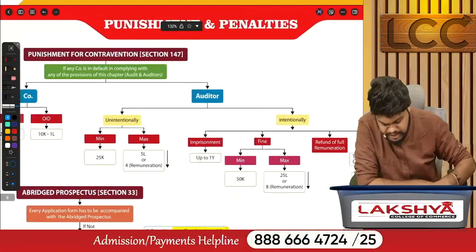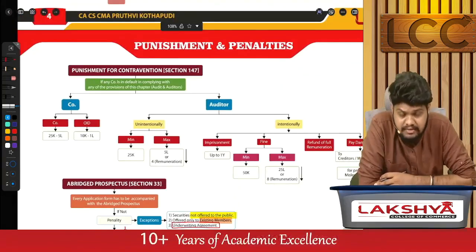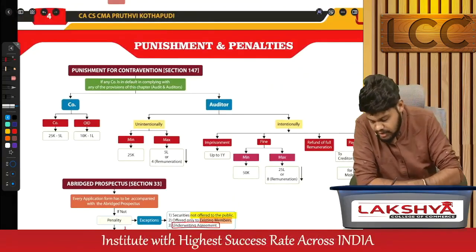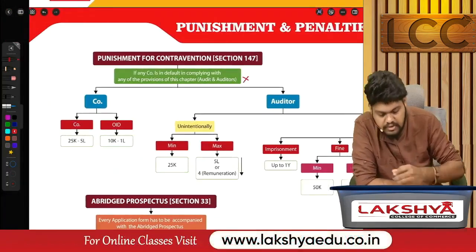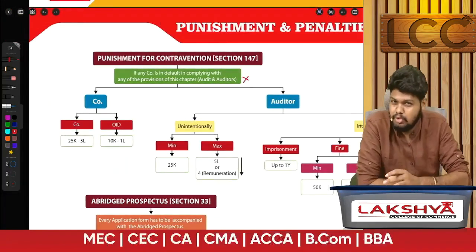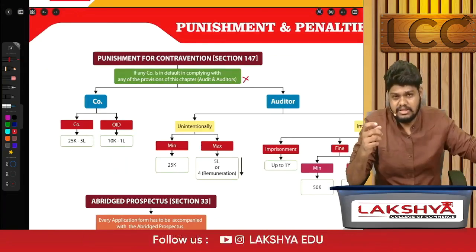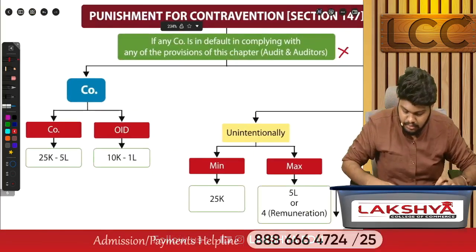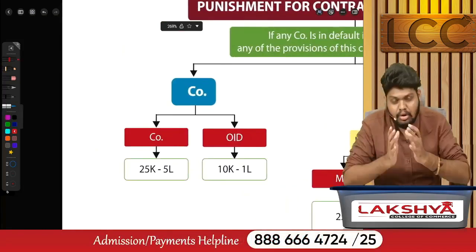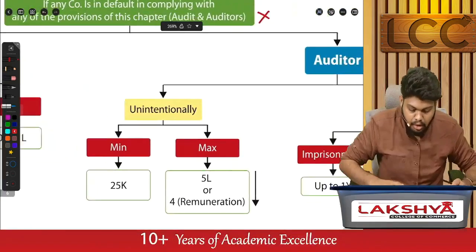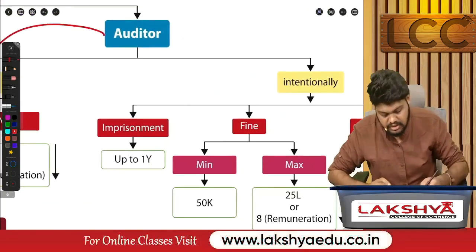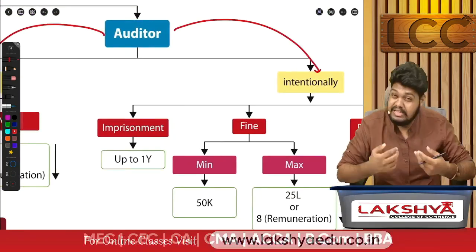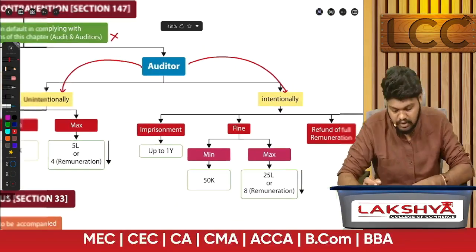The last provision, section number 147. If the auditor has made contravention of the provisions of this auditor's chapter, Chapter 10 of the Companies Act, then they'll be imposed with penalties. There are 3 hierarchies here, guys. We'll separate them and read them individually. First thing, on the company. Second thing, on the auditor if it is unintentional. Third thing, the auditor if it is intentionally done, intentional default has been done.